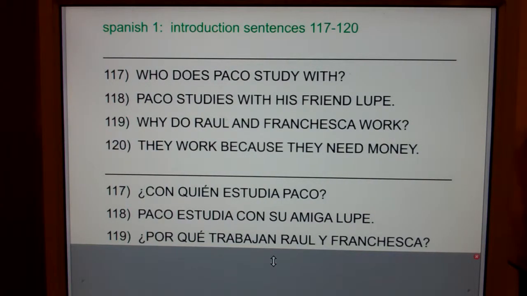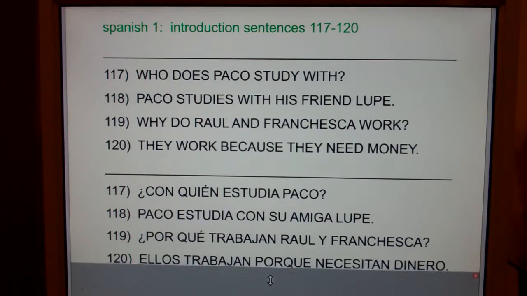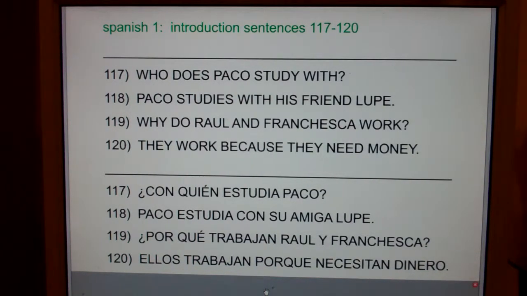And finally, 120. They work because they need money. Ellos trabajan porque necesitan dinero.